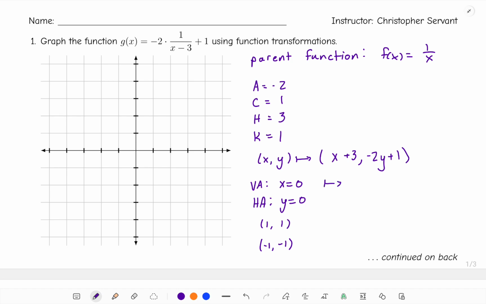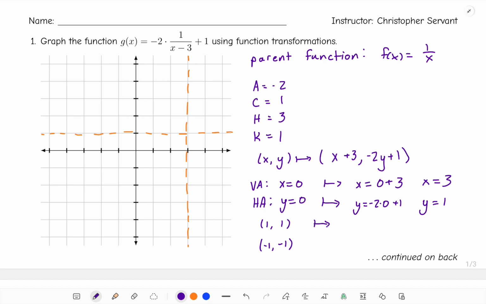So x equals 0 just gets mapped to x equals 0 plus 3 using the x coordinate of our formula up above. So that means x equals 3 is our vertical asymptote. Then y equals 0 gets mapped to y equals -2 times 0 plus 1, again plugging into the y coordinate of our formula up above. So y is equal to 1. So we have a horizontal asymptote at y equals 1.